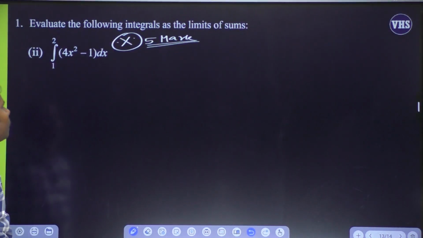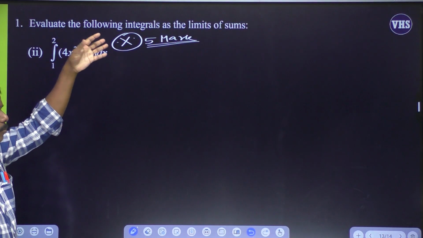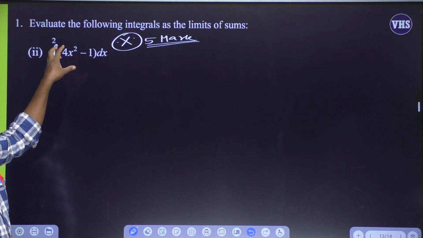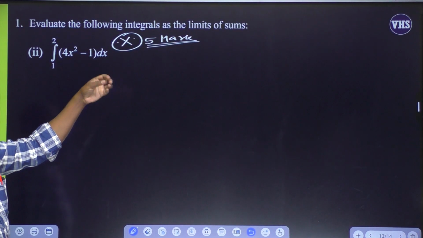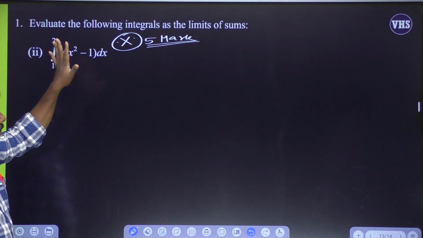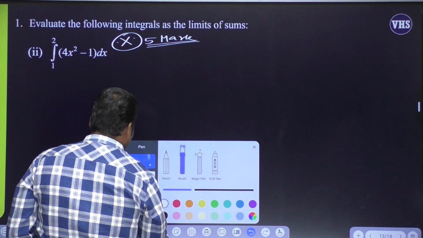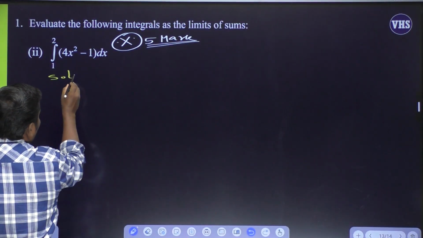It's a 5-mark question. As the problem gets more complicated, you will be getting more steps. Here you see that the function is not simple, as in f of x equal to x squared or f of x equal to 2x. Here the function has got big. So it is a 5-mark question. Let's proceed as usual. Solution.